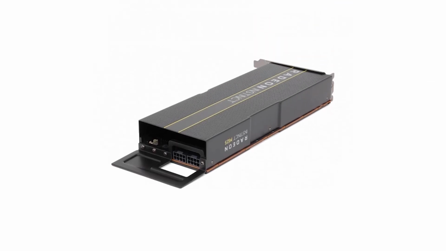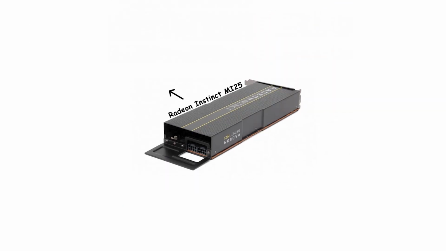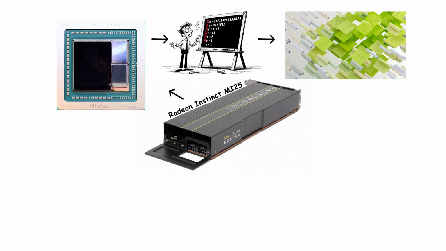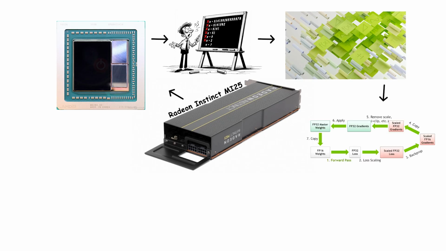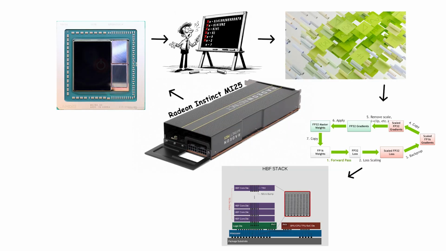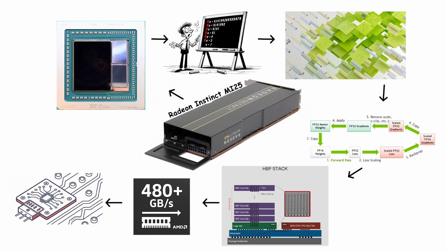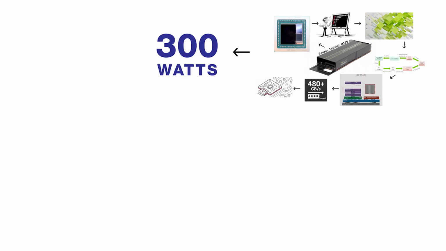Radeon Instinct MI25 was the step change. Based on the Vega 10 chip, it introduced fast half-precision math, sometimes marketed as rapid packed math. That let FP16 run at roughly double the FP32 rate. The card paired 16 gigabytes of second-generation high-bandwidth memory with about 480 plus gigabytes per second of bandwidth, and a passive board design rated up to roughly 300 watts.